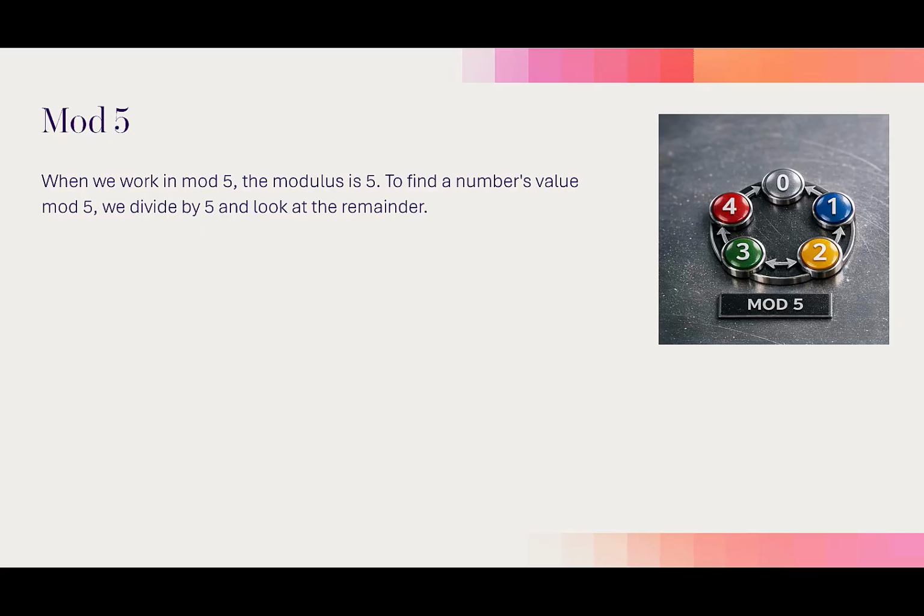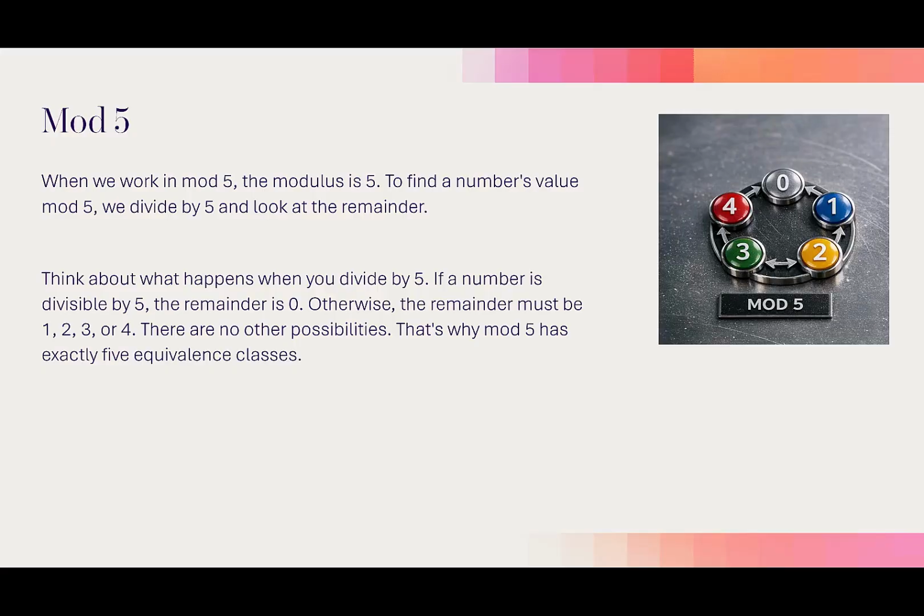Let's take a look at mod 5. When we work in mod 5, the modulus is 5. To find a number's value mod 5, we divide by 5 and look at the remainder. So let's think about what happens when you divide by 5. If a number is divisible by 5, the remainder is going to be 0. Otherwise, the remainders could be 1, 2, 3, or 4. There are no other possibilities. That's why mod 5 has exactly 5 equivalence classes: 0, 1, 2, 3, and 4.